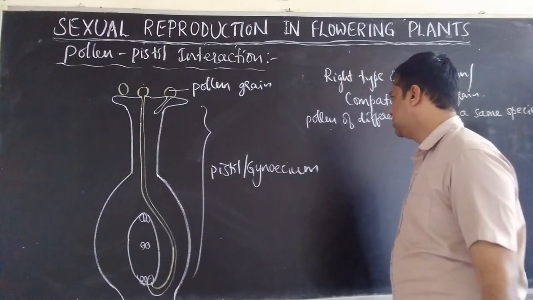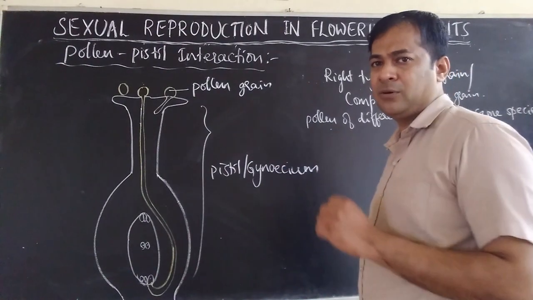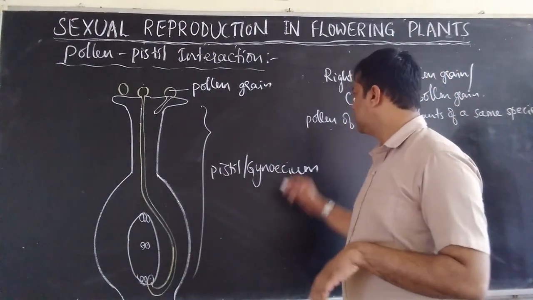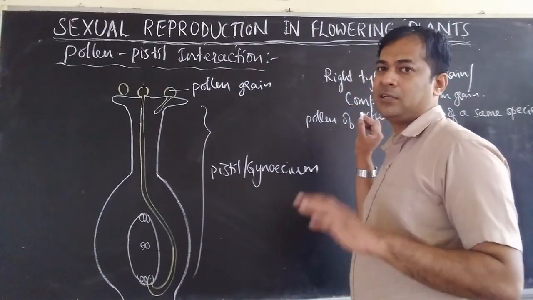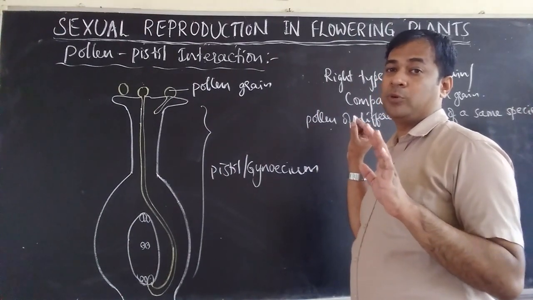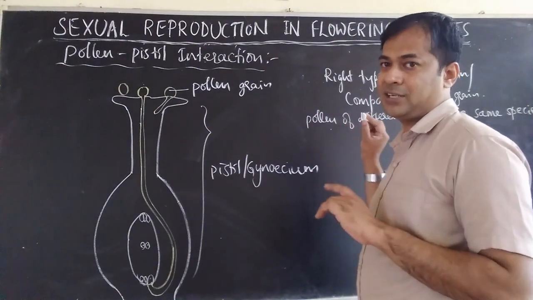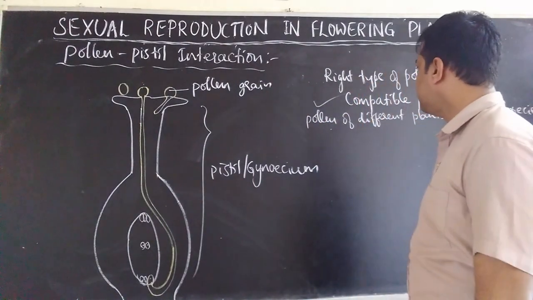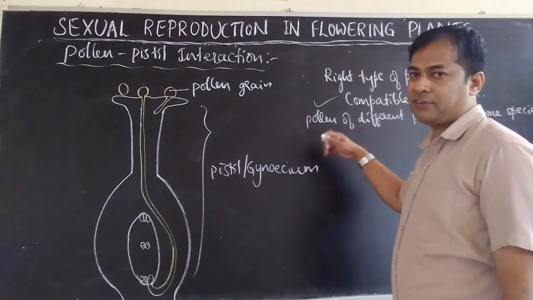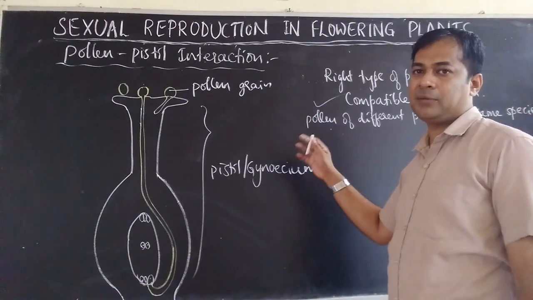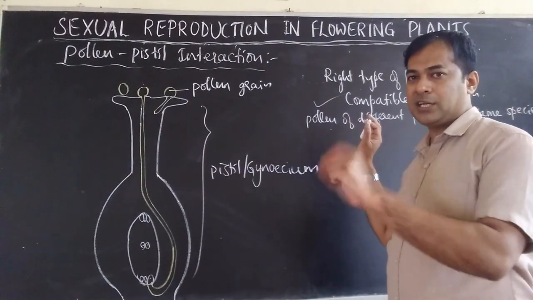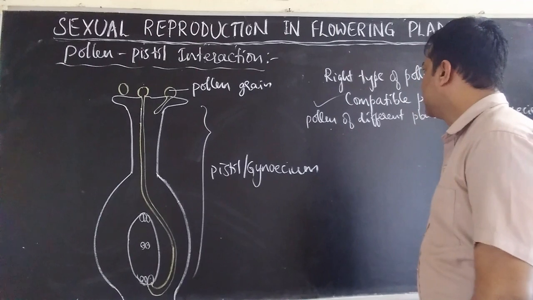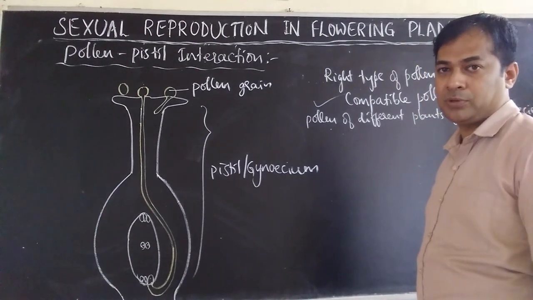So same species, not jackfruit on mango. That is a different species. Pollen of a different plant, but the pollen grain should not be from the same flower, that is the wrong type of pollen grain. So the right type of pollen grain is pollen grains of a different flower or a different plant but the same species, like rose pollen grains on rose stigma. That is called the right type of pollen grain.